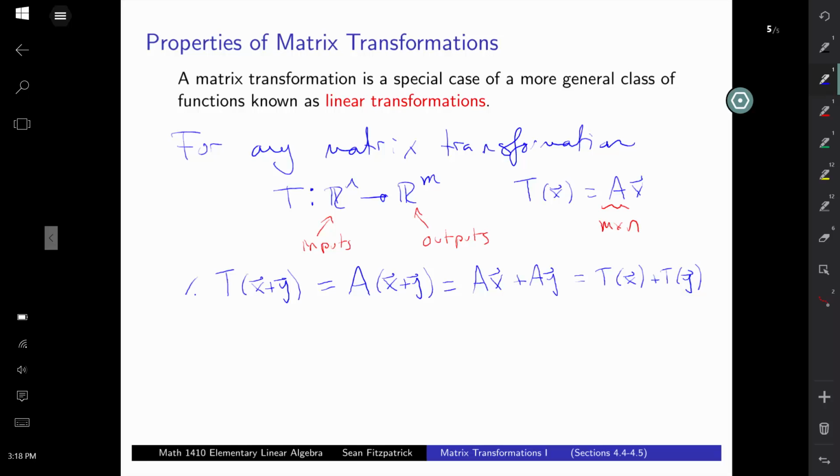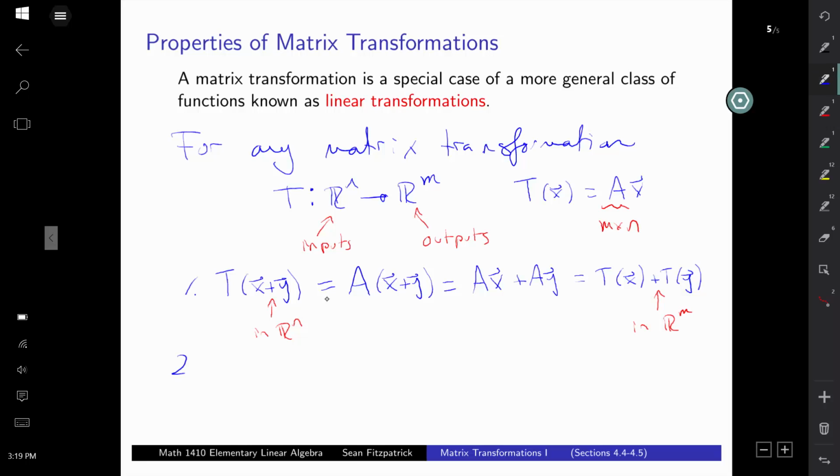And so this tells you that this plays nice with respect to addition. In fact, it kind of turns one addition into another addition, because this addition here is addition in Rn, right? x and y are both vectors in Rn. This addition over here, well, T of x and T of y, those are both vectors in Rm. Okay, so not only does it turn vectors in Rn into vectors in Rm, it also turns the addition in Rn into the corresponding addition in Rm, right?